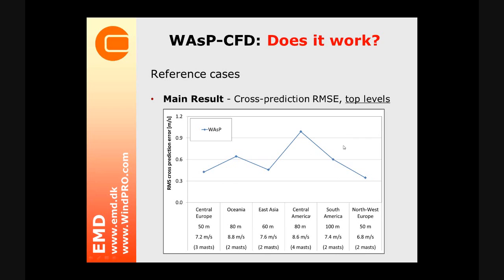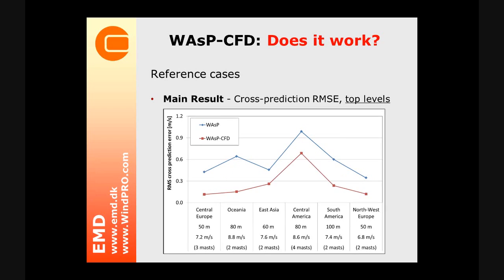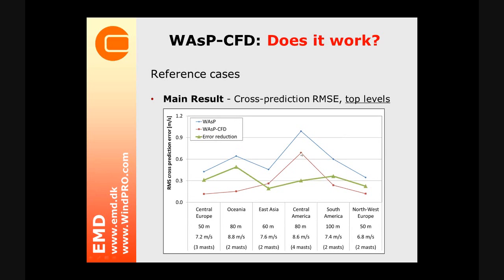The blue curve shows you the RMS error for WASP. So let's have a look at how that compares with WASP-CFD RMS errors. So that's the red curve here, and as you see, for all 6 sites, we see a significantly lower cross-prediction error for WASP-CFD. And the improvement, which is the difference between the blue and the red curve here, shown as the green curve, is actually quite consistent for all 6 sites.